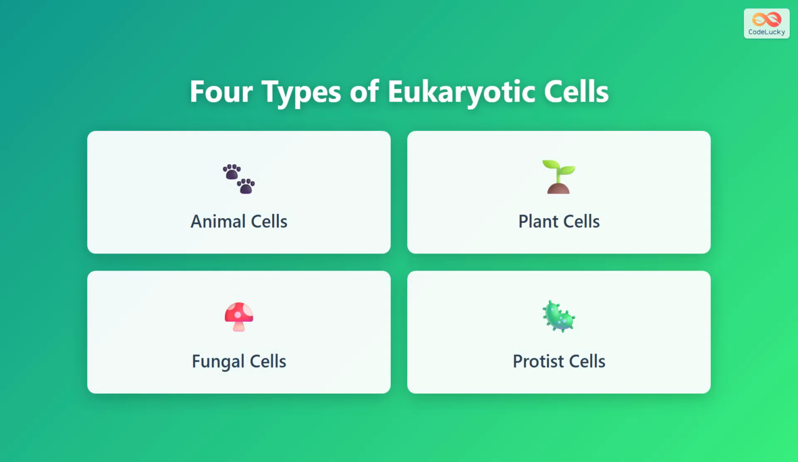There are four main types of eukaryotic cells. Animal cells make up the tissues and organs of animals, including humans. Plant cells form the structure of all plants, from tiny mosses to giant trees. Fungal cells compose fungi like mushrooms and yeasts. Finally, protist cells are found in a diverse group of mostly single-celled organisms, such as amoebas and algae. While these cell types share common features, each has unique characteristics suited to its specific functions.